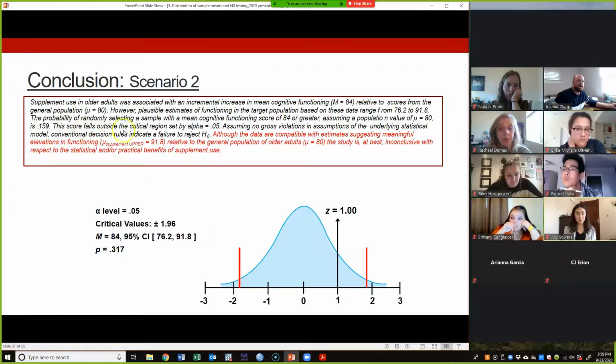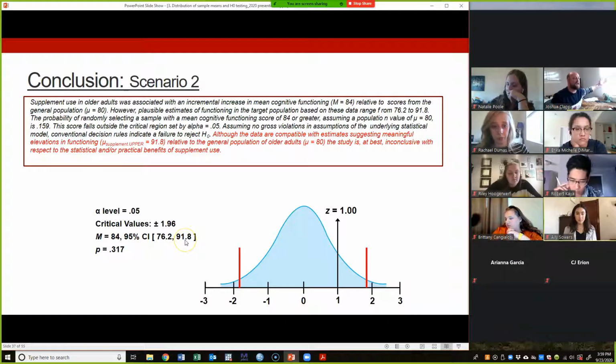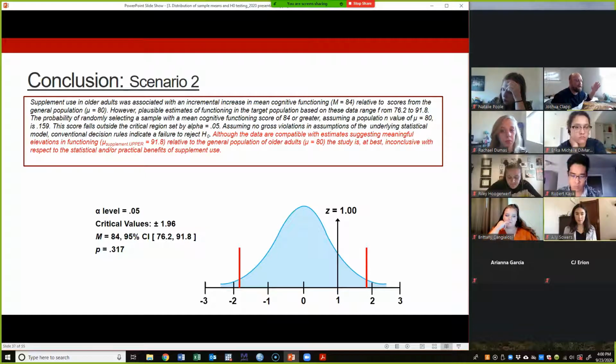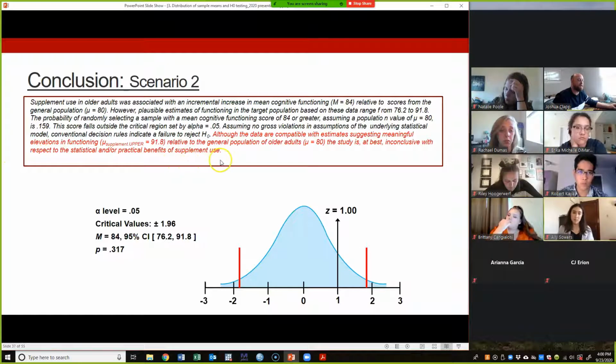So we say the score falls outside the critical region set by alpha 0.05, assuming no gross violations of assumptions of the underlying statistical model. Conventional decision rules indicate failure to reject, although these data are compatible with estimates suggesting meaningful elevations in functioning, right? So if the true population value for older adults is at the upper supported value of our data, 91.8, it suggests that there could be something going on. The study is at best inconclusive with respect to the statistical and/or practical benefits of supplement use.